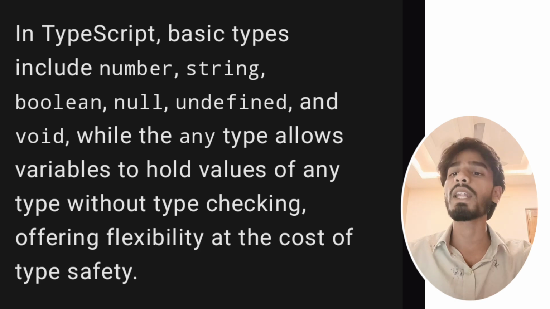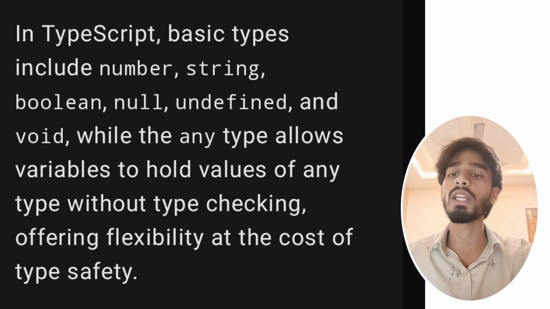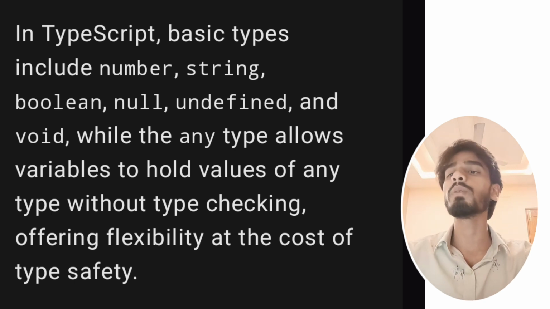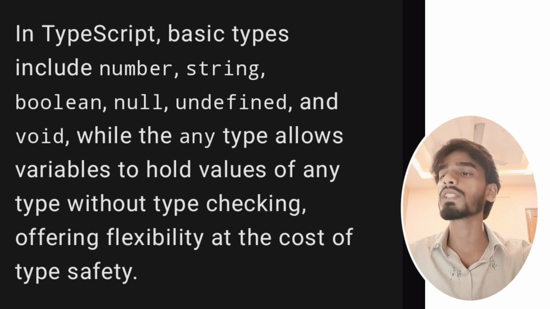Basic types and any type. In TypeScript, basic types include number, string, boolean, null, undefined, and void, while the any type allows variables to hold values of any type without type checking, offering flexibility at the cost of type safety.